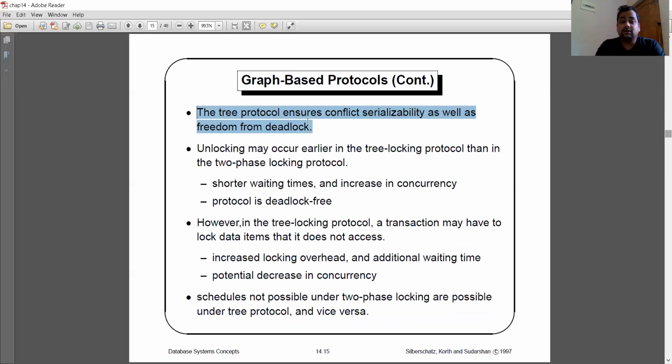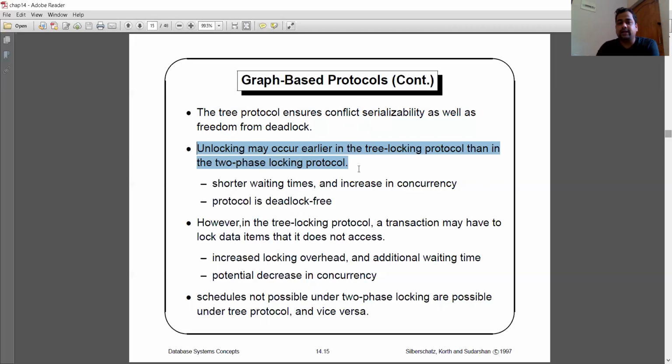And in the last session, we discussed that two-phase locking can ensure conflict serializability but cannot ensure freedom from deadlock. But a graph-based protocol can ensure both conflict serializability as well as freedom from deadlock situations. So these are the advantages of graph-based over two-phase locking. Okay, then we'll check how it exactly works.